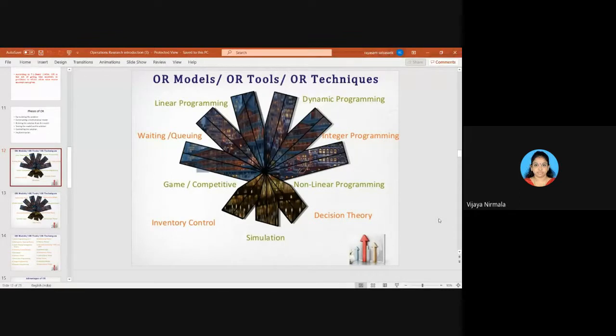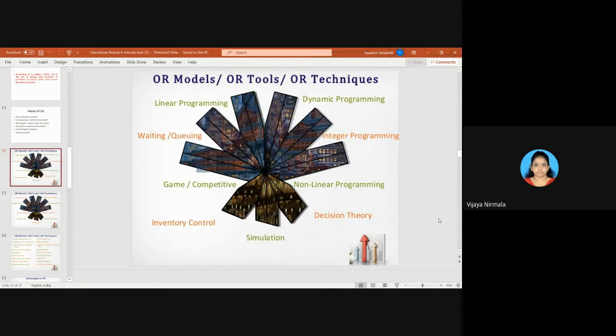The other one is dynamic programming. Next one, waiting or queuing, which we call the queuing model. And integer programming. The next one, game theory or competitive theory. And non-linear programming, NLPP, decision theory and simulation.